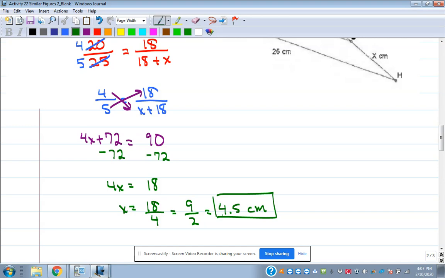Not crazy hard stuff we're doing this week. Really nice, easy things. All similar figures.